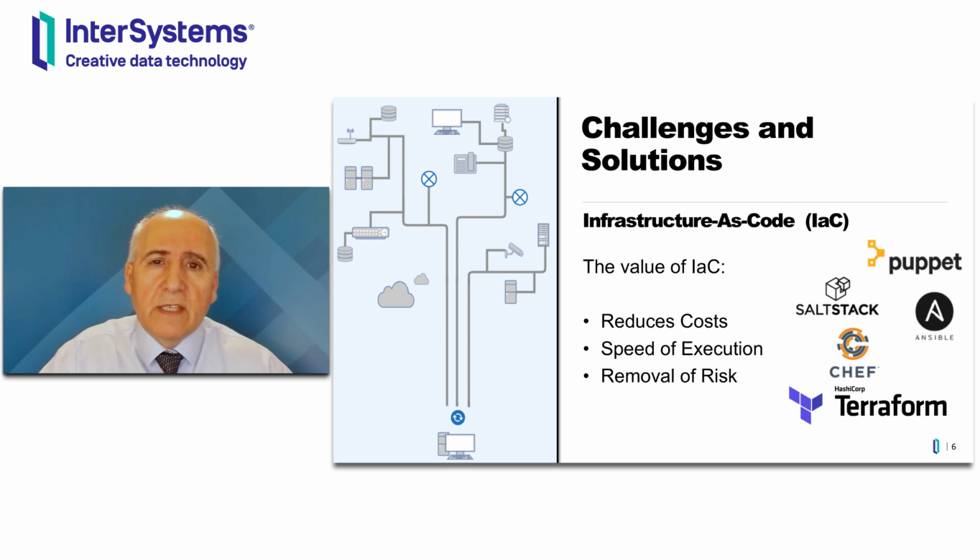Infrastructure provisioning as code delivers three main benefits to those who adopt it. And that's reduction in cost through needing fewer human resources to do this work, speed of execution because it is all automated, and the removal of risk and human error in the process. Now, there are several popular IaC tools on the market today, such as Terraform, Ansible, and Puppet, and each of them have their own scripting methods and processes.